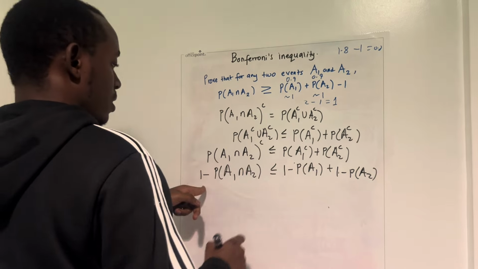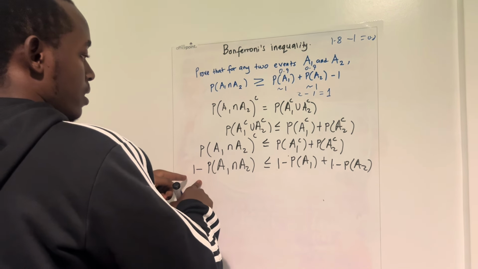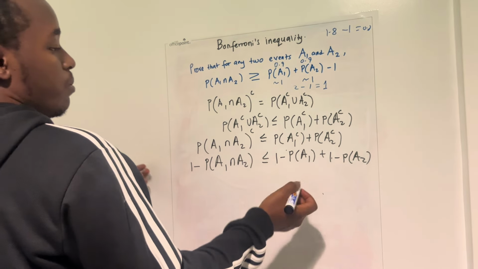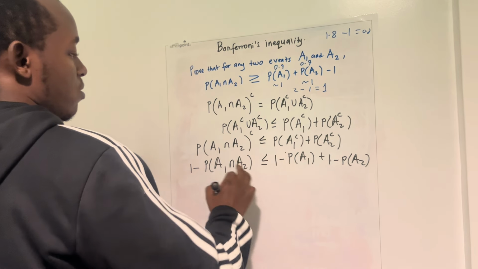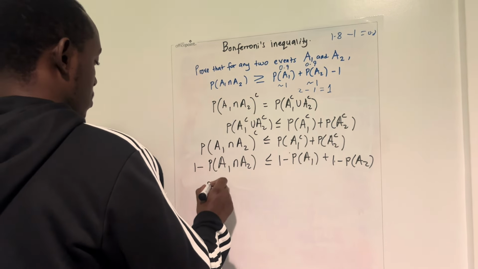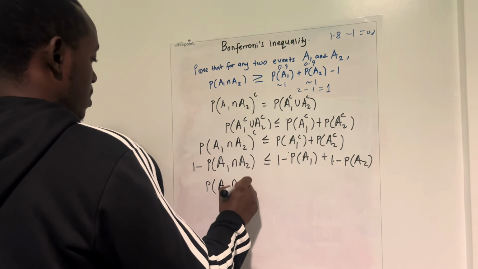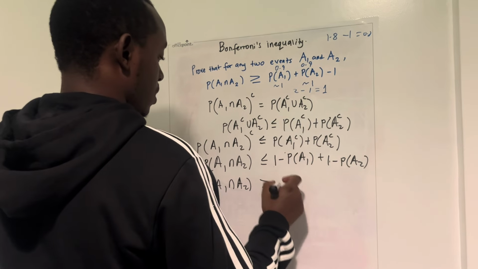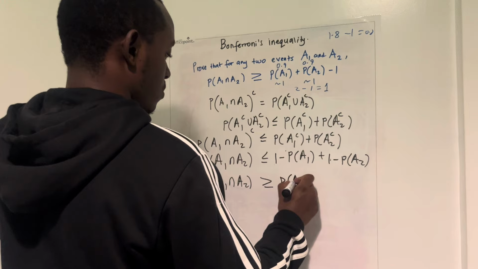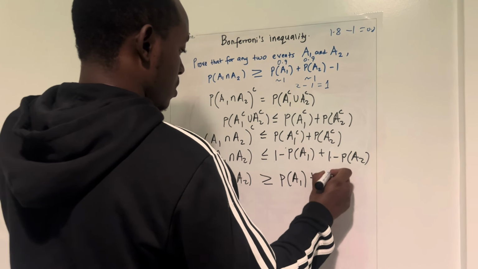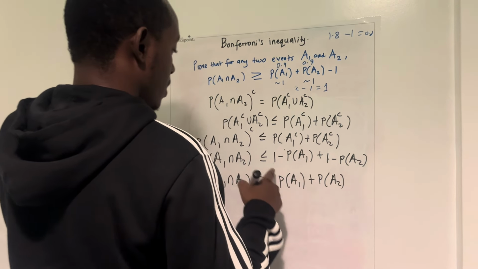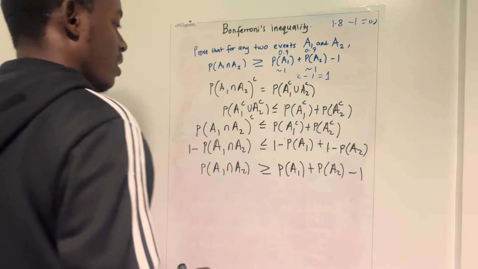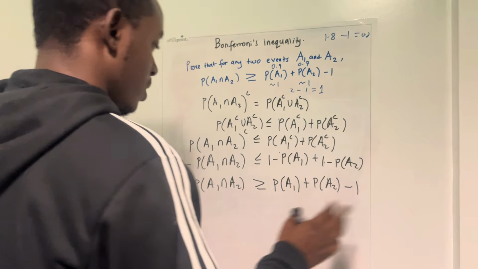You will notice that this 1 here could cancel out with one of those ones, and then we multiply through by -1, which will change the inequality. So that will make it the probability of A1 intersection A2 on one side; this will turn positive, the probability of A1 plus the probability of A2. One of these ones was cancelled out, and this one became negative. And then we have this inequality.